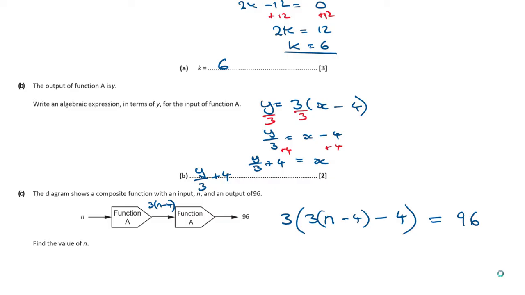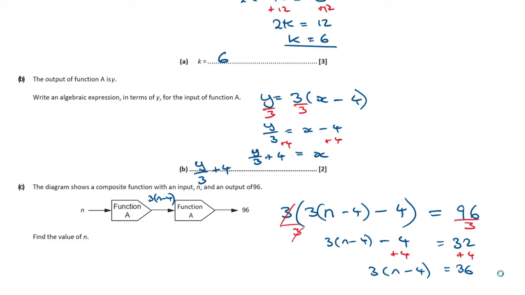So dividing both sides by 3 first off. So divide by 3, divide by 3. That's going to cancel with that. 96 divided by 3, that is equal to 32, isn't it? So that's going to give me 3 lots of n minus 4 minus 4, and that's equal to 32. Okay, then add in 4 to both sides. That's going to give me 3 lots of n minus 4 is equal to 36.